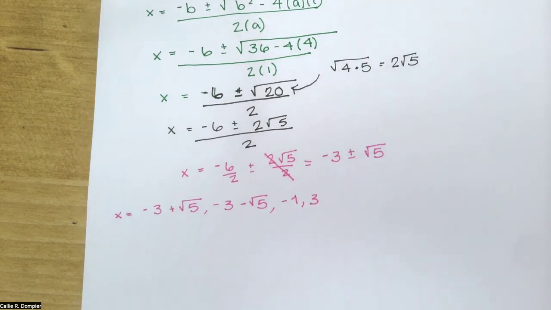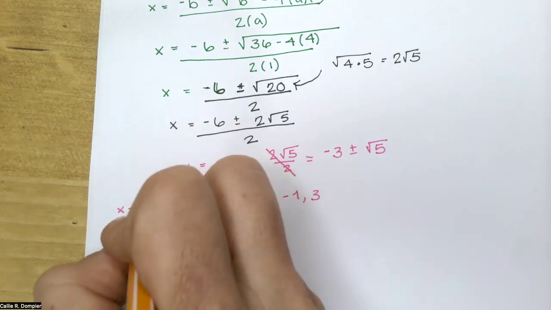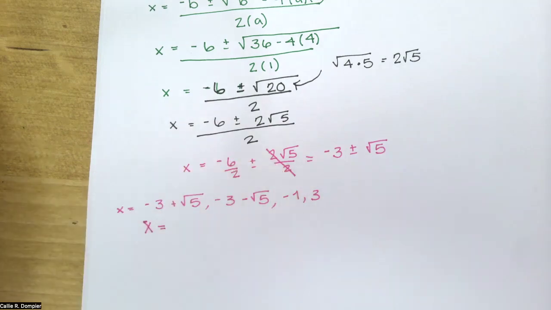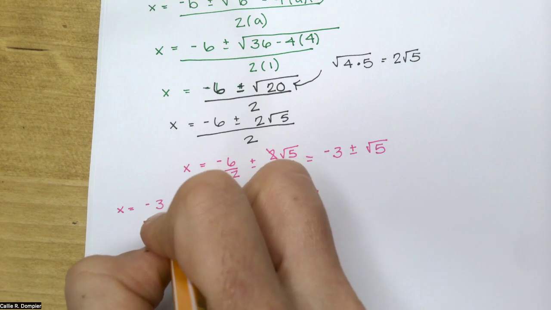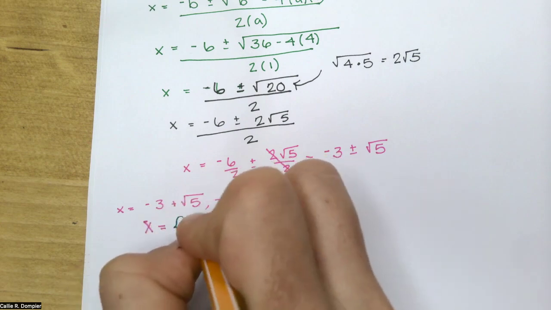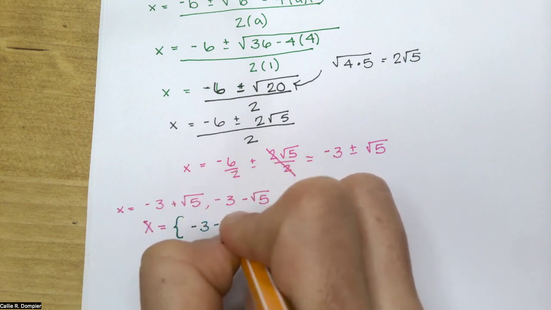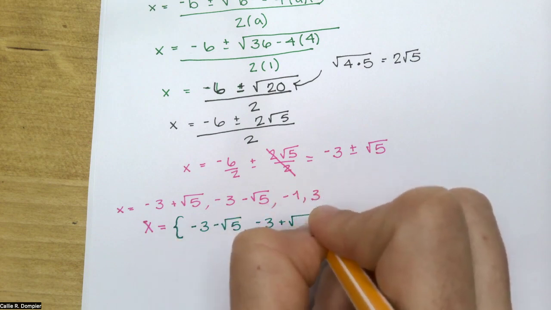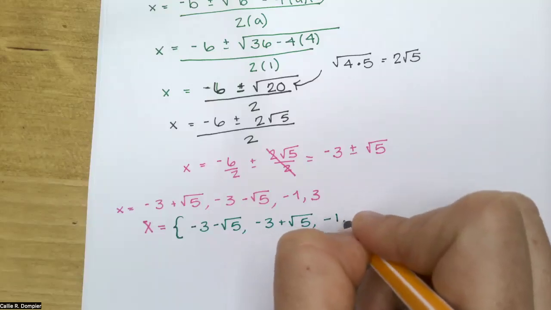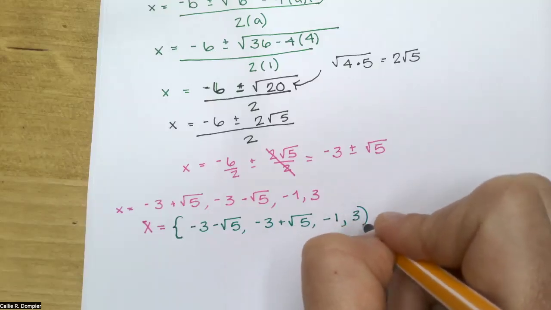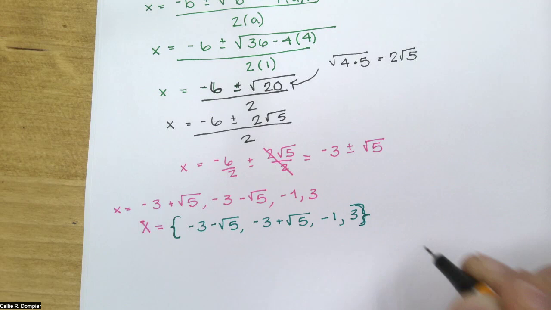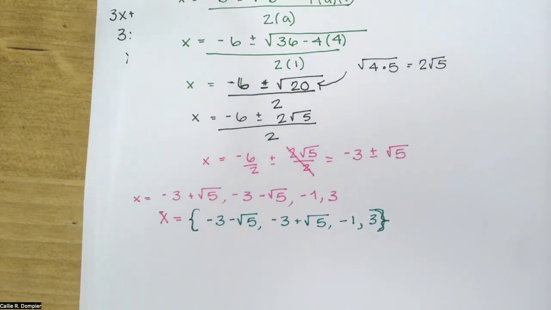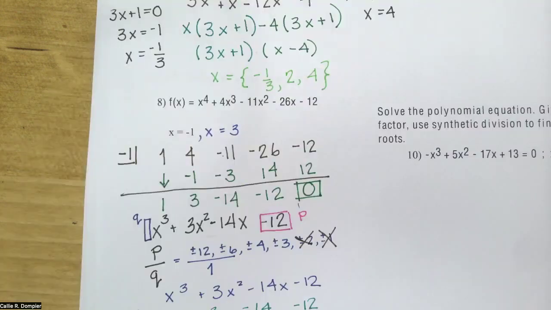Again, if we had to write it, x equals brackets. I'm going to say -3 minus the square root of 5, -3 plus the square root of 5, -1, which is the one they gave us, and 3, which is the other one we found. And that's our answer for number 8. Good. I know it's a lot of work.